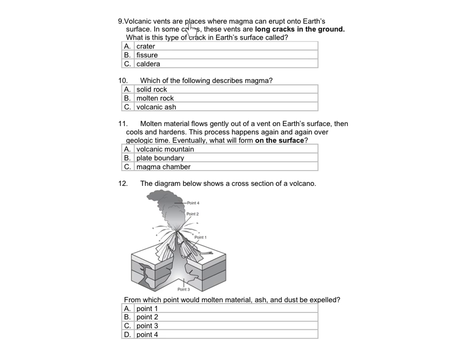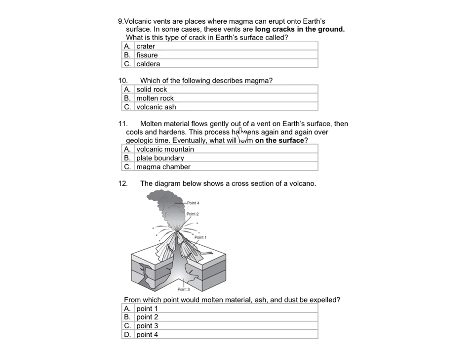Number 9. Volcanic vents are places where magma can erupt onto the Earth's surface. In some cases, these vents are long cracks in the ground. What is this type of crack in the Earth's surface called? A. Crater. B. Fissure. C. Caldera. Number 10. Which of the following describes magma? A. Solid rock. B. Molten rock. C. Volcanic ash.